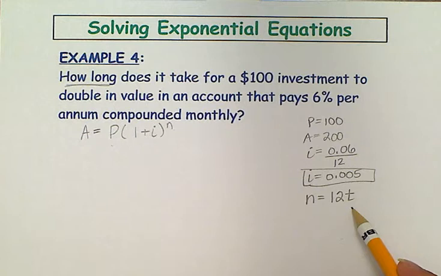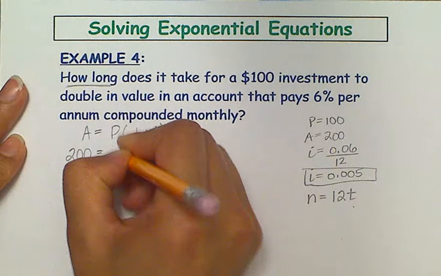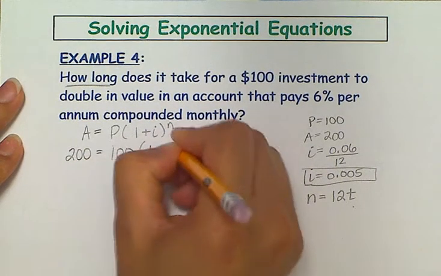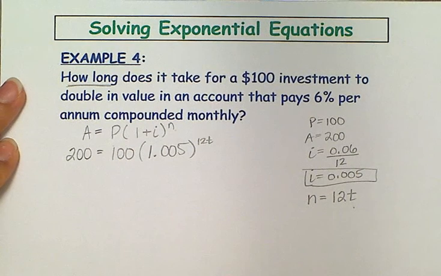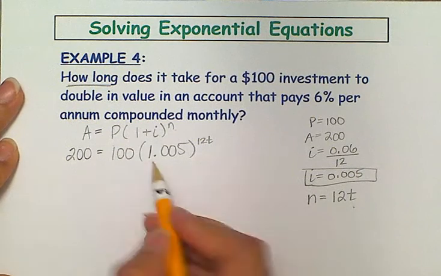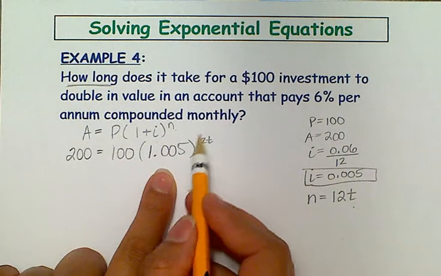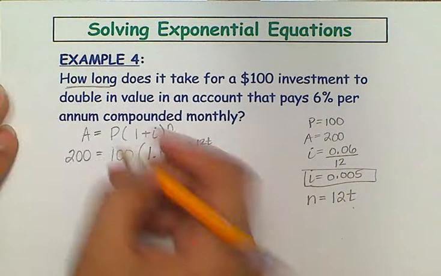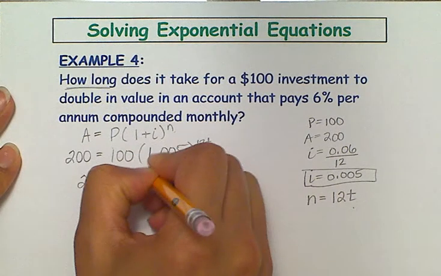Okay, so let's plug in all the information we know. So we have 200 equals 100 times 1 plus I, so 1.005 to the exponent 12t. So 12 times a year for t years. And so we're just solving an exponential equation here, so we're going to take both sides and try to get the exponential part by itself so that we can solve for the exponent part. And so I'll get rid of the coefficient of the exponential part first by dividing both sides by 100. And so what I'm left with is 2 equals 1.005 to the exponent 12t.